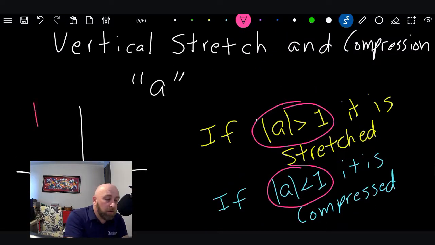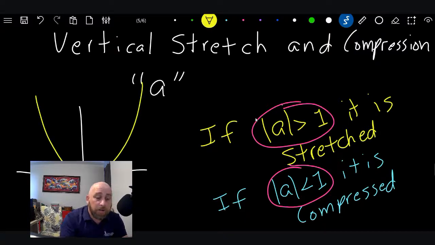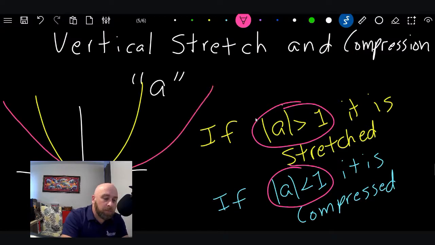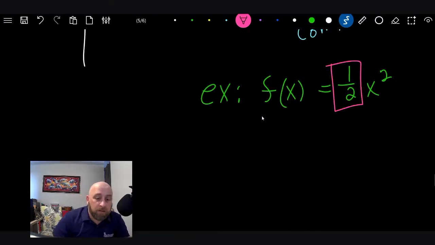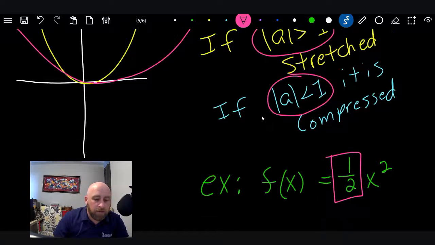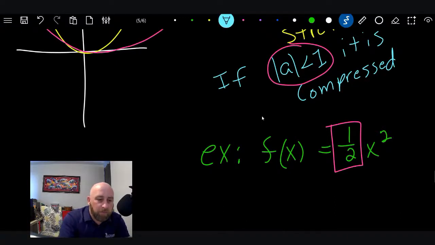Well, if your parent, let me draw the parent in yellow. So here's the parent. Well, the child in this case is going to compress. It's going to like be scrunched down. Okay? Let me give you another example. And so that was the pink one. Let me give you another example. I'll do a blue one.